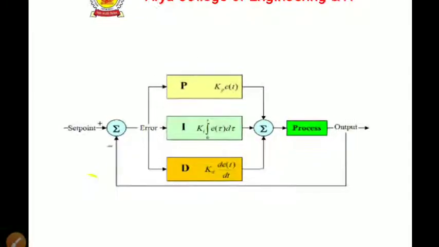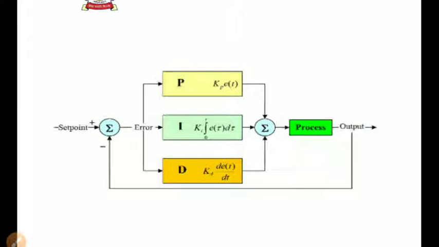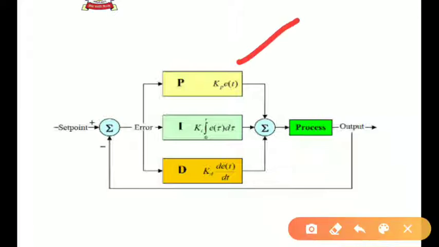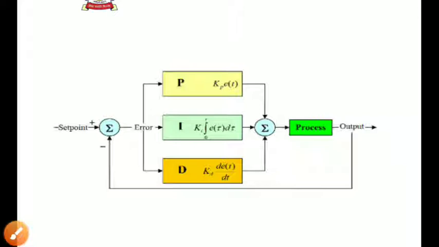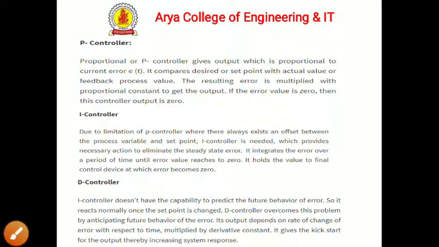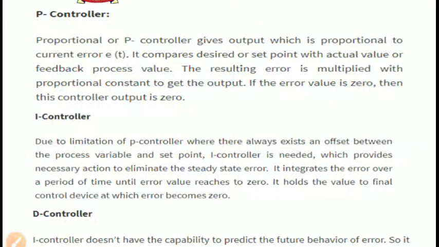Now we have a diagram for PID controllers. You can see clearly the first block is proportional to the error signal, the second one is the integral of the error signal, and the third one is the derivative of the error signal. So there are three different controllers, P, I and D, that is proportional, integral and derivative, used to produce a control signal in the system. We can elaborate on these three controllers. First one is the P controller.